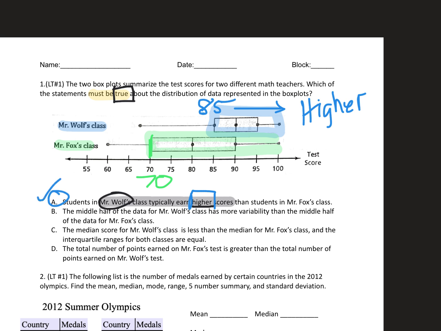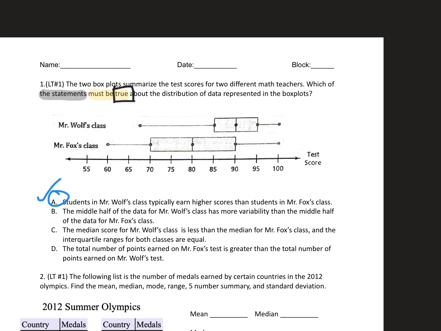However, the question says statements, more than one. So that means that there could be more than one right answer. So we need to check the other options as well. Option B asks us to look at the middle half of the data for each class. So the middle half is right here inside of the box because that is the middle.